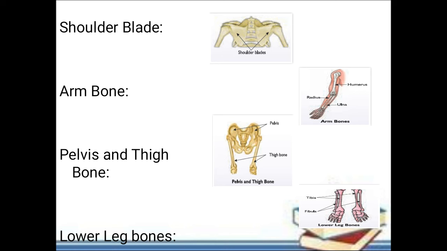Then pelvis and thigh bone. The thigh bone is joined to the pelvis bone. Pelvis bone is bowl shaped. It helps to maintain our body balance on the knees. Lower leg bones start from the knee to the ankle. It has two bones, tibia and fibula. And the feet part of our body has 26 bones altogether.